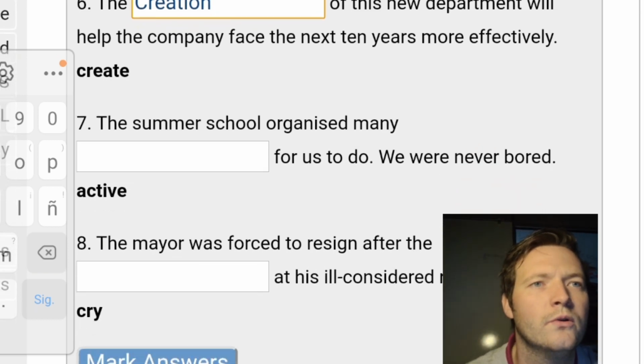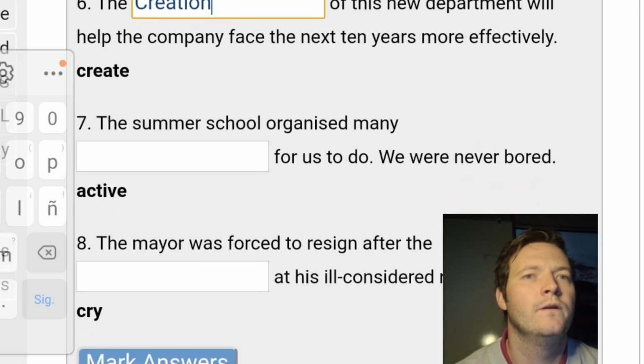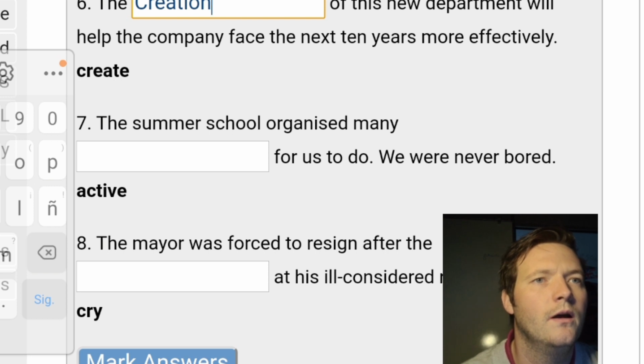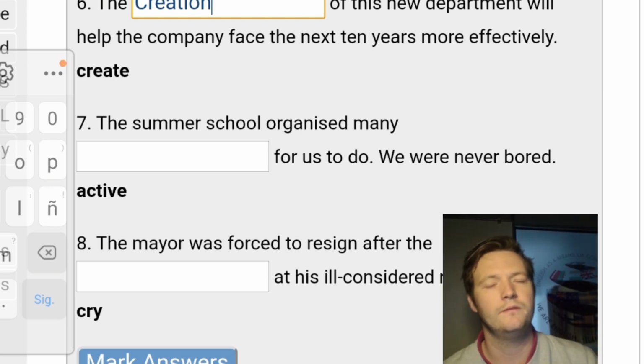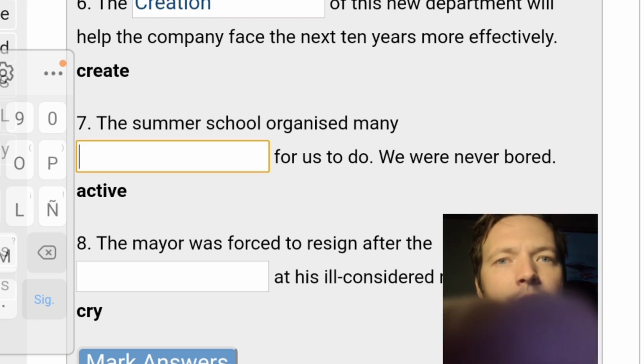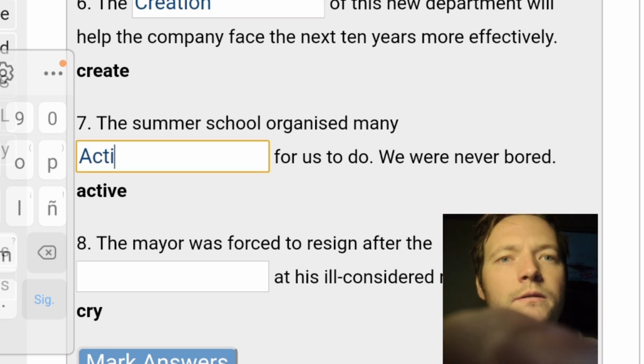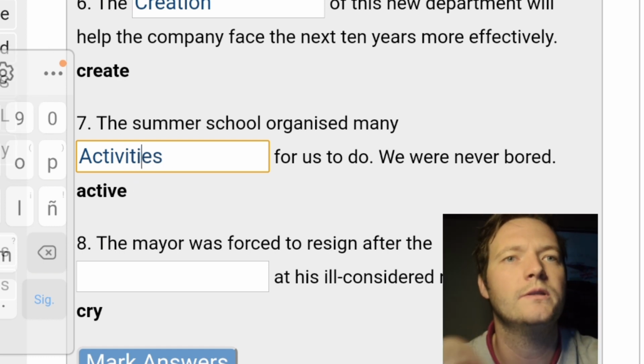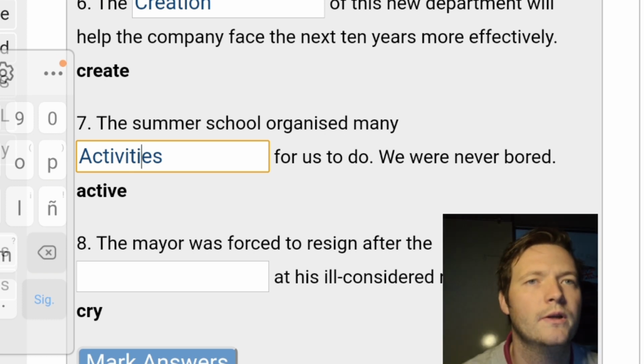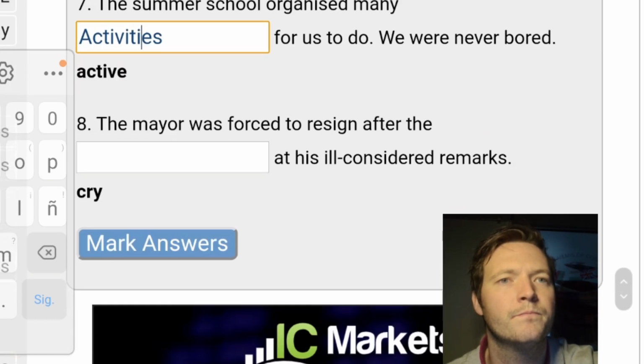The summer school organised many for us to do. We were never bored. So again, be careful here. It has to be in plural. It's activities. Activities for us to do. We were never bored. There were many activities.